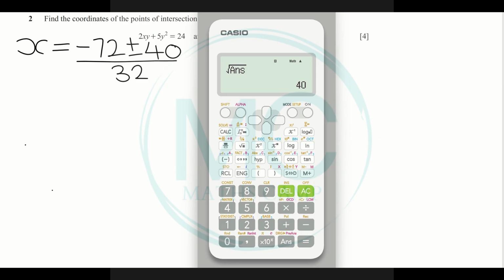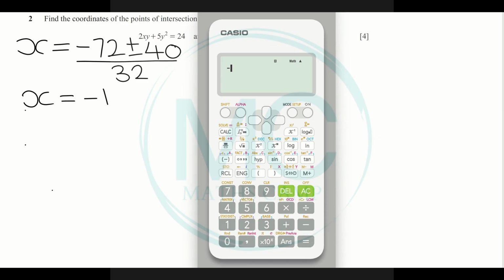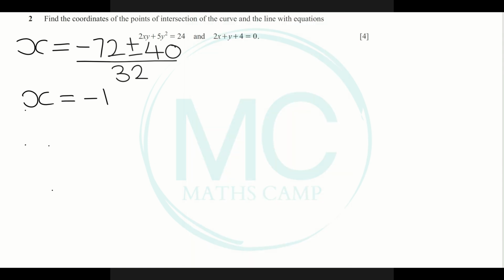Take a calculator and we say negative 72 plus 40 divided by 32 is equal to negative 1. So x could be equal to negative 1. Now let's find x with a minus sign in the numerator. Negative 72 minus 40 divided by 32 is negative 7 over 2. These are the x coordinates of our points. And now we need to find the y coordinates.